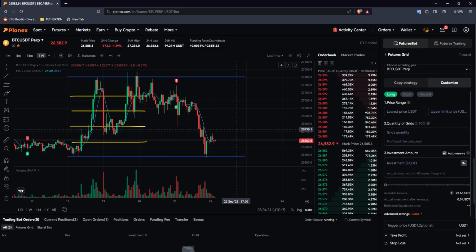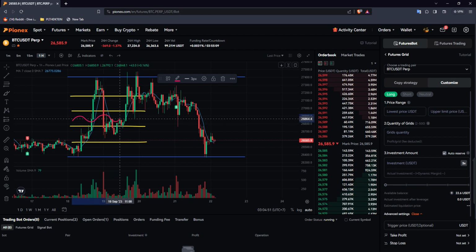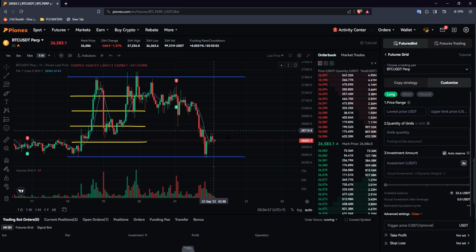If you have fewer grids, then you will have a bigger profit per grid, and that is good for catching big pumps, but it will miss out on these smaller movements between the grids. So for example, if the price moves like this between the grids without actually hitting any grids, then it will not make a trade. And grid bot is usually best for a sideways market.